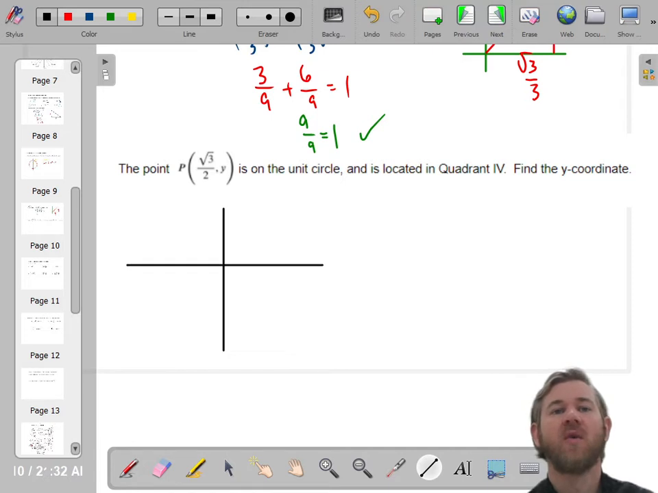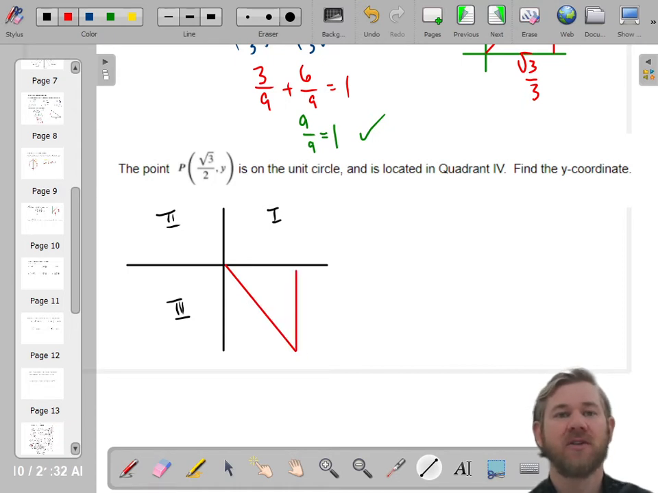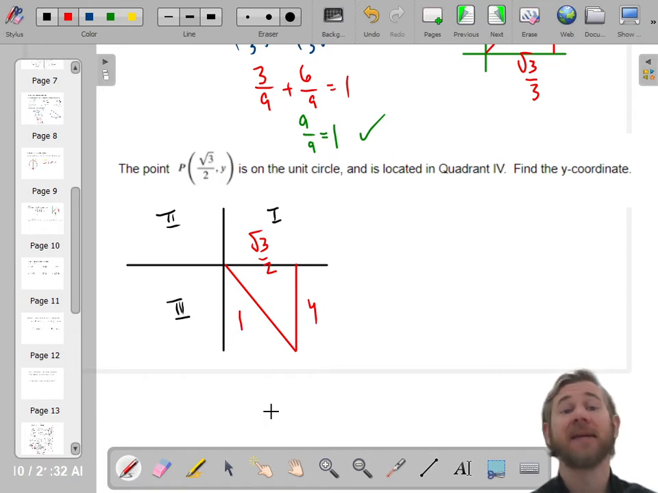So if we're in quadrant 4, let me just remind you, we've got quadrant 1, quadrant 2, quadrant 3, and then quadrant IV is quadrant 4. So down here, this is quadrant 4. So we are in quadrant 4. I'm going to just sketch a triangle, which if you don't like sketching triangles, then you're in the wrong class. This is triangleometry, trigonometry, folks. Radical 3 over 2, and then a y. And if it's on the unit circle, they're telling me, hey, the hypotenuse is 1.